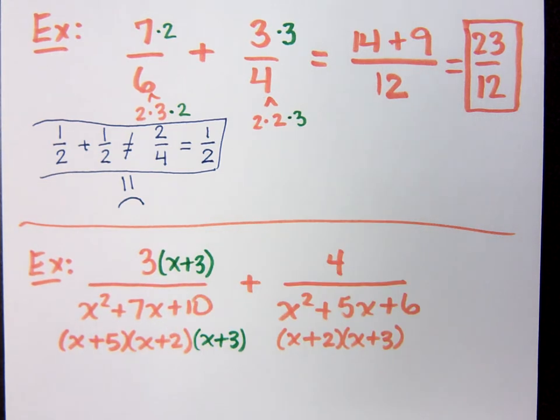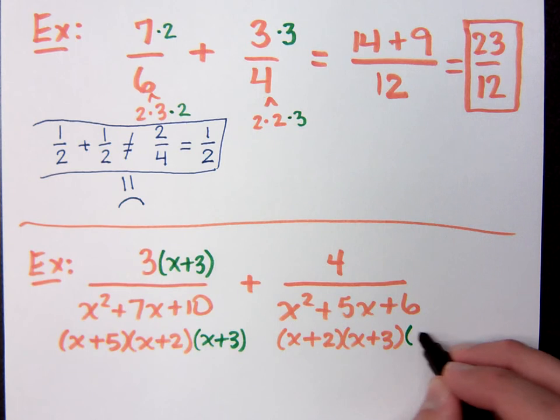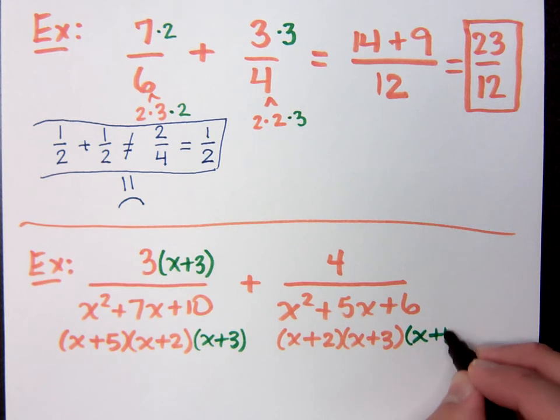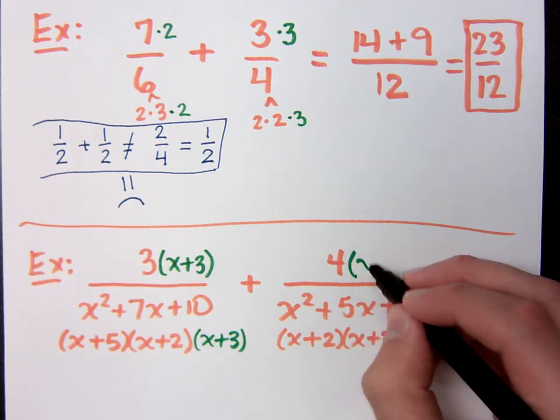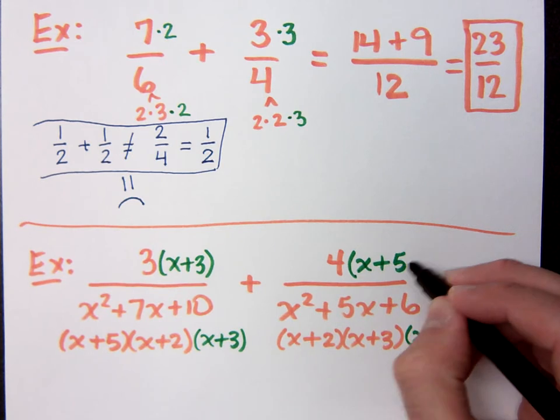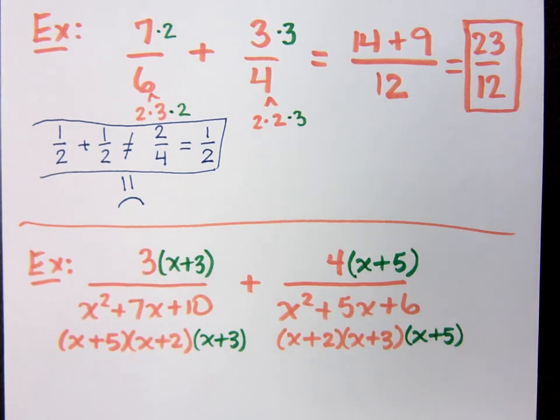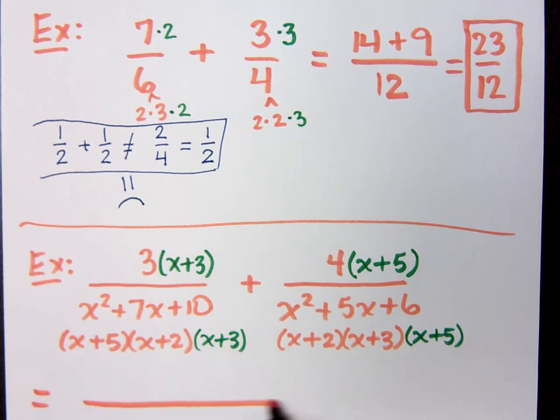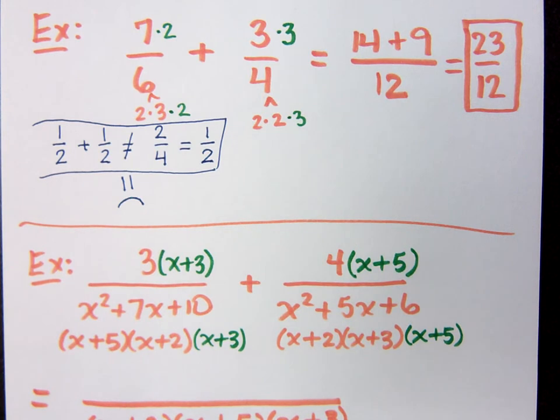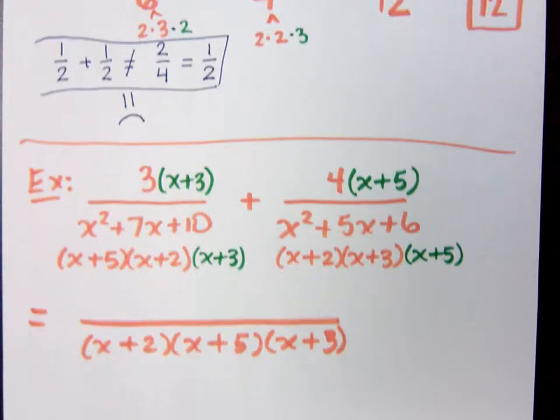And this one is missing the factor of x plus 5, right? Now, does everybody have the same denominator? So my denominator is comprised of the same three factors. Now, it doesn't matter what order the factors are in. Why does the order not matter here? Because it's multiplication. That's the beauty part about this. It's multiplication, so the order of the factors doesn't matter.